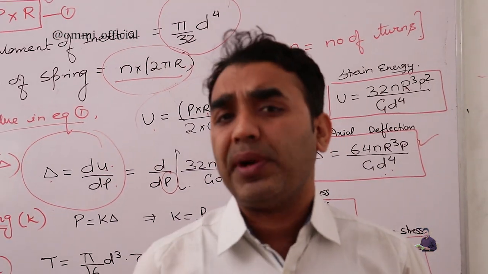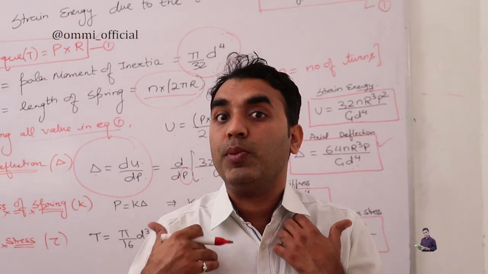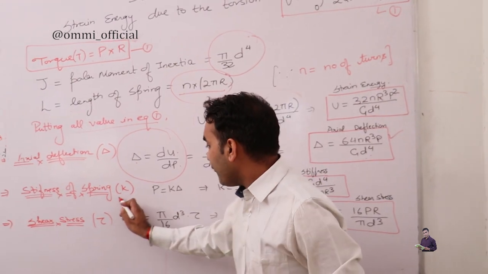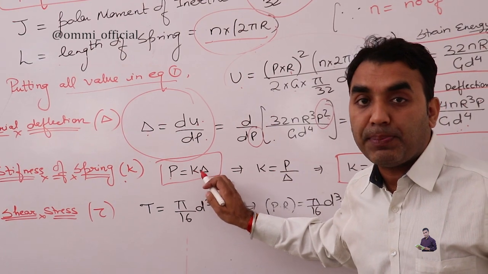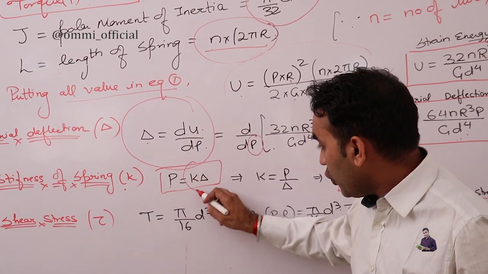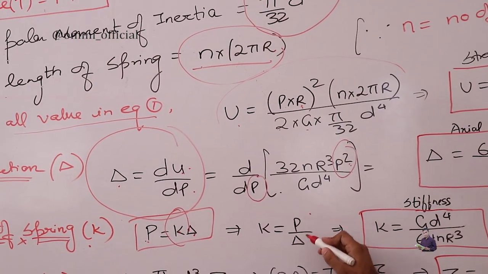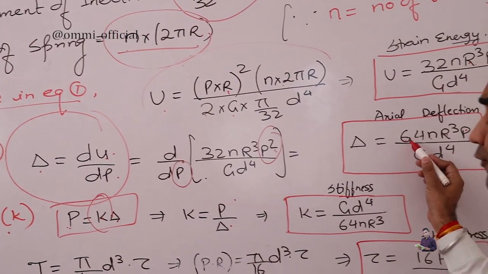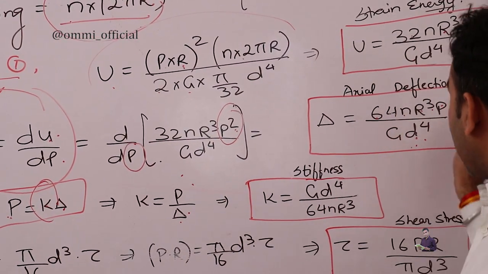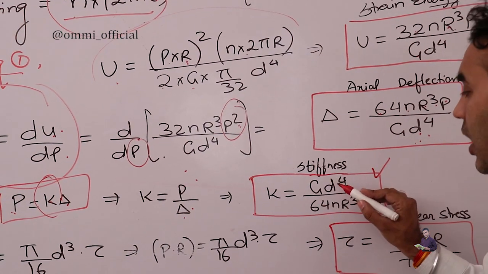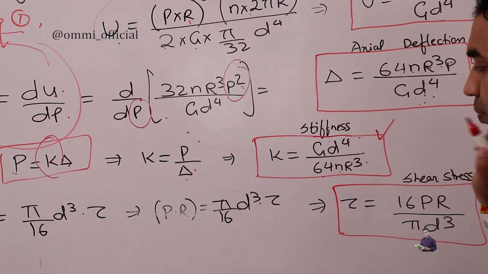But there is a property known as stiffness: how stiff the material is, on behalf of which we apply the load. For the stiffness K, we have P equal to stiffness multiplied by the axial deflection. So K is P upon axial deflection, where P is the force and the axial deflection we have found is 64 N R cube P upon G d to the power 4. On putting the value, P and P cancel out, and we have the formula K equals G d to the power 4 upon 64 N R cube.